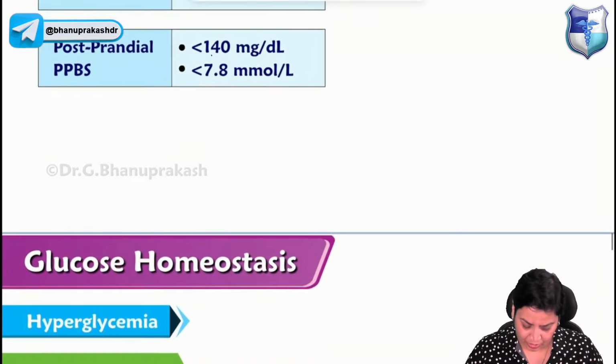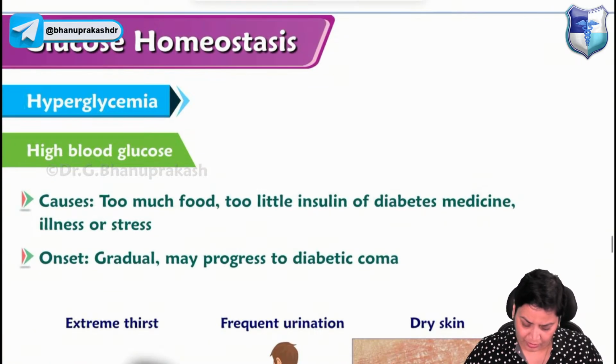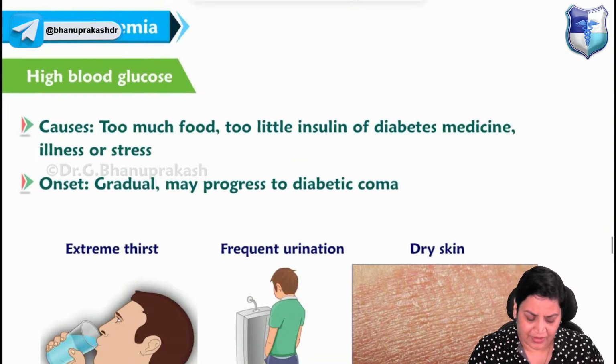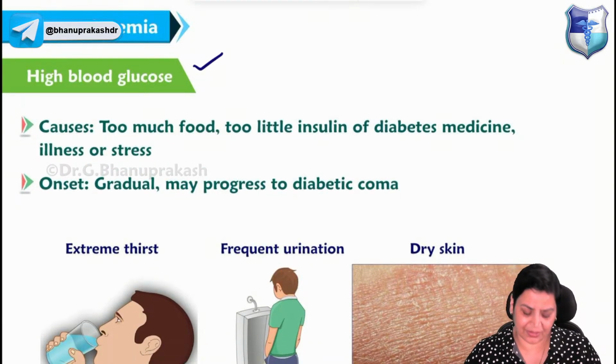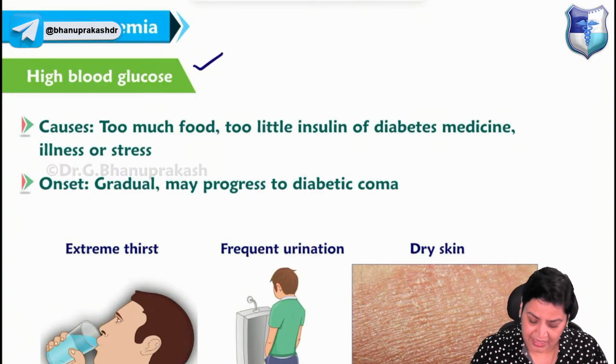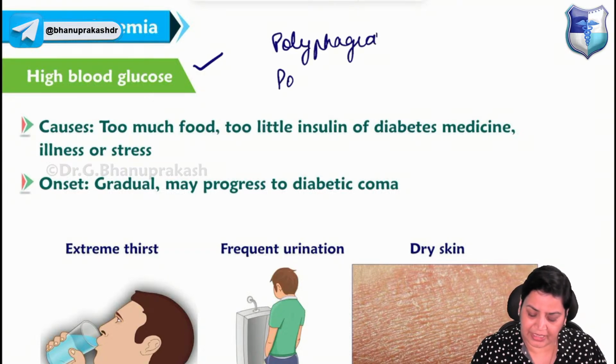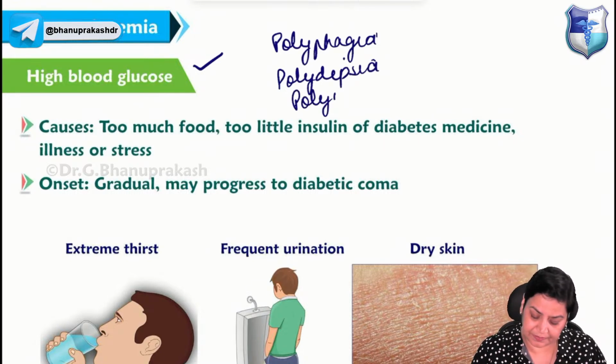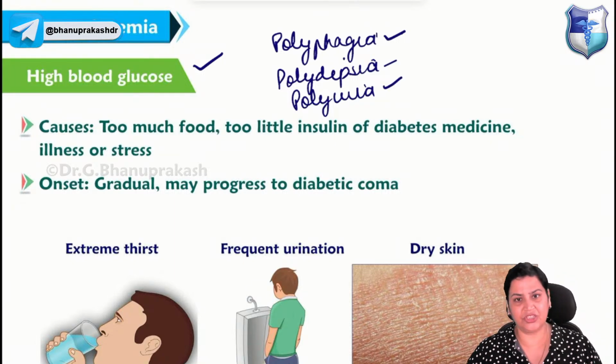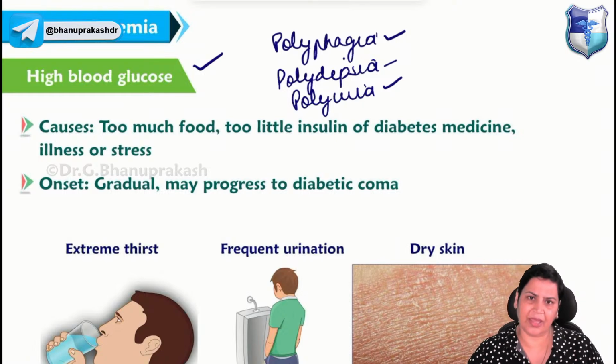Or I think methods are also there. Okay, we will discuss this also. When the concentration of glucose increases, basically what happens in hyperglycemia? In hyperglycemia there are 3 main symptoms: polyphagia, polydipsia, and polyuria. Means increased hunger, increased thirst and increased urination. And the skin also starts becoming dry.